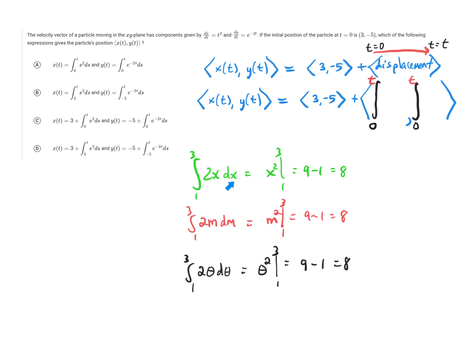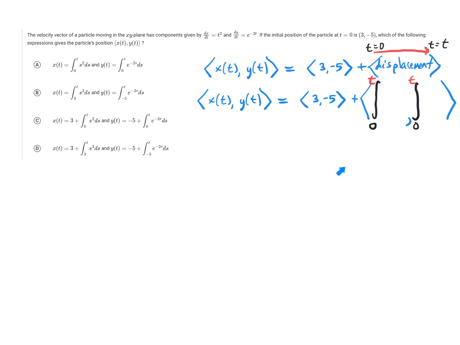It's often called a dummy variable because it really isn't meaningful in calculating the constant. Whether we do x or m or theta makes no difference. Do the antiderivative and use the fundamental theorem of calculus, and we get 8 in every case. So when you have a definite integral, the letter that you use really doesn't matter. It's a dummy variable.